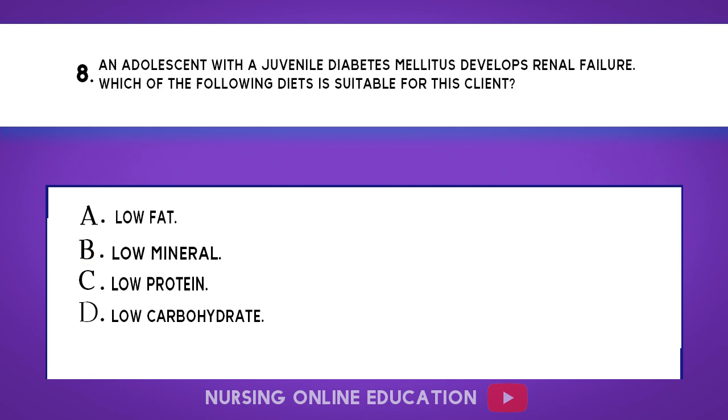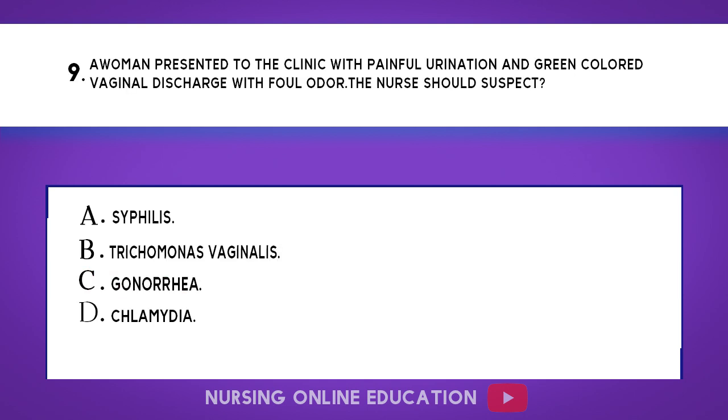8. An adolescent with juvenile diabetes mellitus develops renal failure. Which of the following diets is suitable for this client? A. Low fat. B. Low mineral. C. Low protein. D. Low carbohydrate. The answer is option C. Low protein.